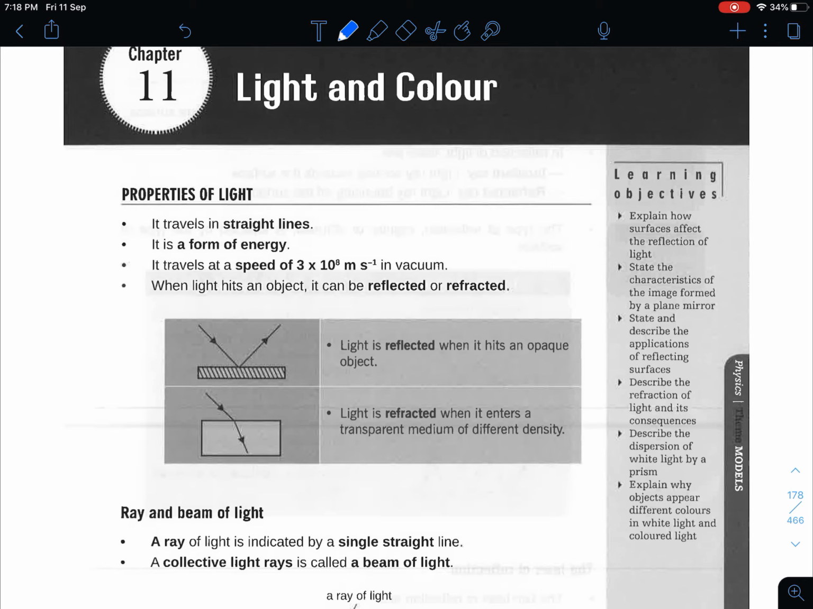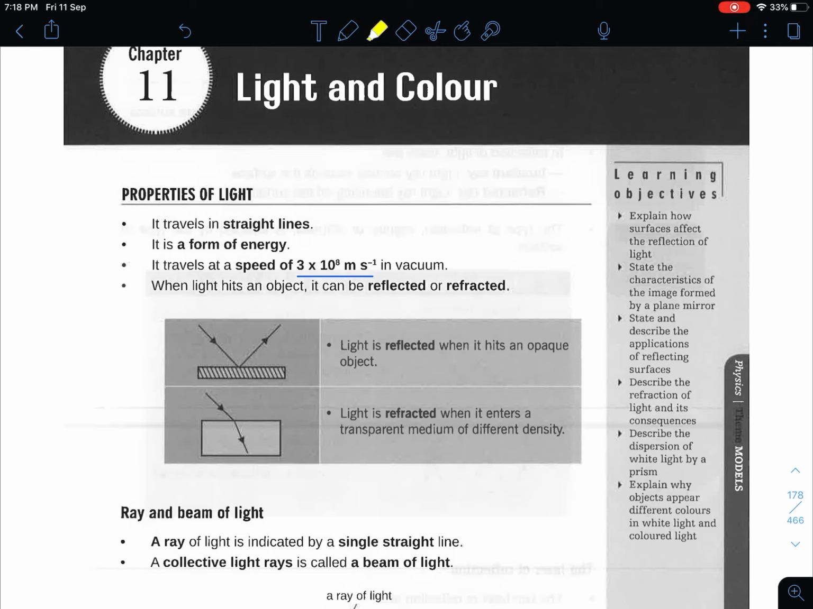Okay, so today we'll be talking about light and color. First of all, we look into what the properties of light are. Light is able to travel in a straight line, and light is a form of energy. This means that it cannot be created or destroyed. It must come from one particular source. Generally, the speed of light is 3 times 10 to the power 8 meters per second, only in a vacuum.